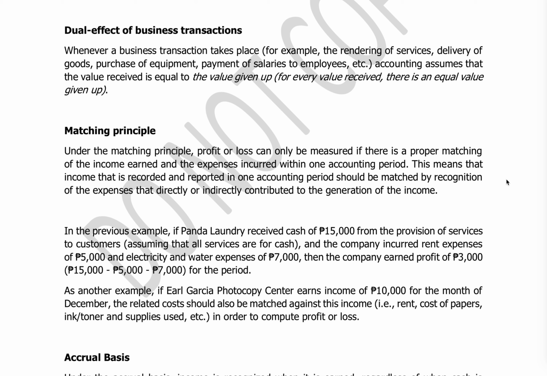So, dual effect din yun. There is a value received, 15,000 pesos. That is your income. That is your revenue. But, there's also a value given up. The cost of the cellphone. You have given away the cellphone because you have sold it. So, there is an increase of cash, 15,000, but there is a decrease of your inventory. There's a decrease of your inventory because you've already sold part of your inventory. So, that is a dual effect of business transactions.